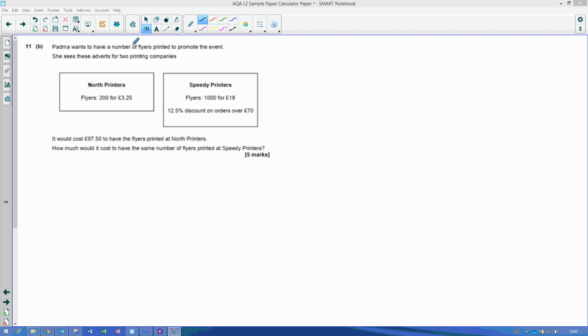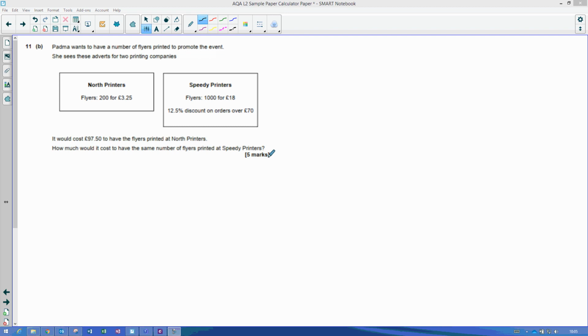Padma wants to have a number of flyers printed to promote the event. She sees these adverts for two printing companies. We've got two adverts here. It would cost £97.50 to have the flyers printed at North Printers. How much would it cost to have the same number of flyers printed at Speedy Printers?